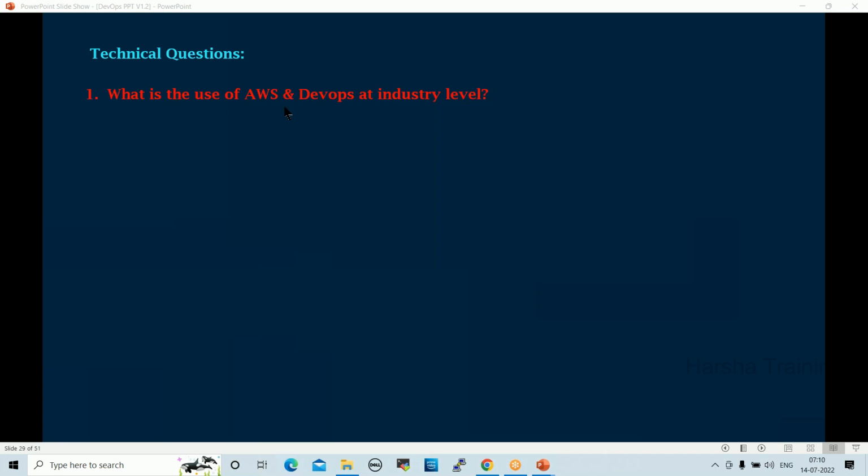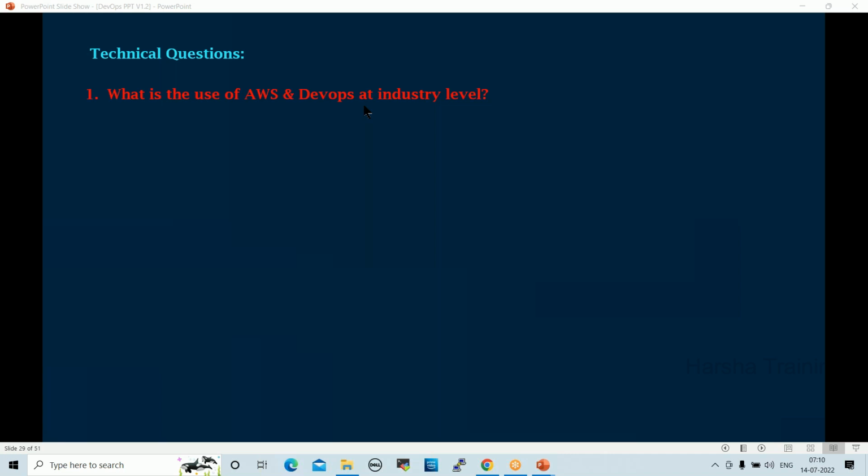Next one, what is the use of DevOps at industry level? Four years back, our team size was 180 members. By that time, roles were divided like server admin, Windows admin, Linux admin, Citrix admin, storage admin, backup admin, different roles. Currently, our team size is 30 members only. 180 to 30. Why such a drastic change? Because of automation. Whatever manual activities we are performing, we can do in an automated way.